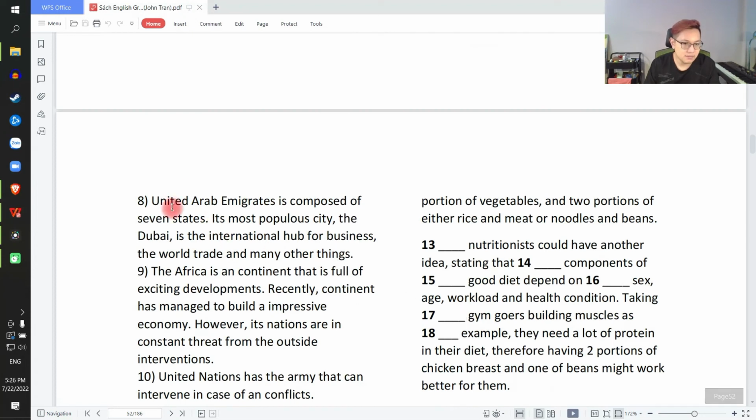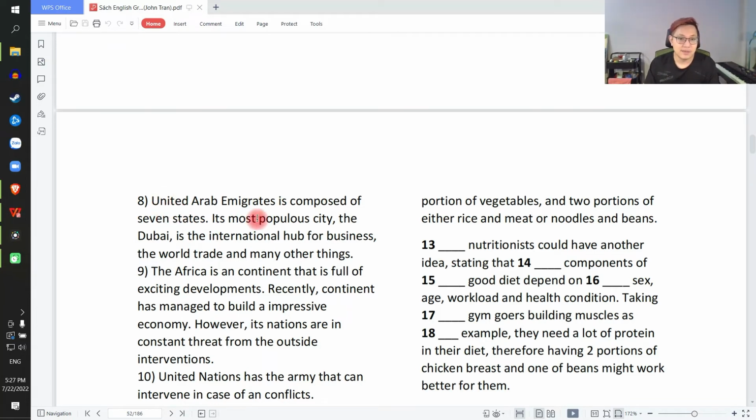Okay, number 8. The United Arab Emirates. Remember, any country that form many other smaller parts or smaller groups. So if you group it into like a bigger entity, it receives the. Nếu mà một cái nhóm nào đó mà được tạo thành bởi nhiều cái nhỏ hơn, nhóm lại thành một cái thực thể lớn hơn, thì đều có the đằng trước.